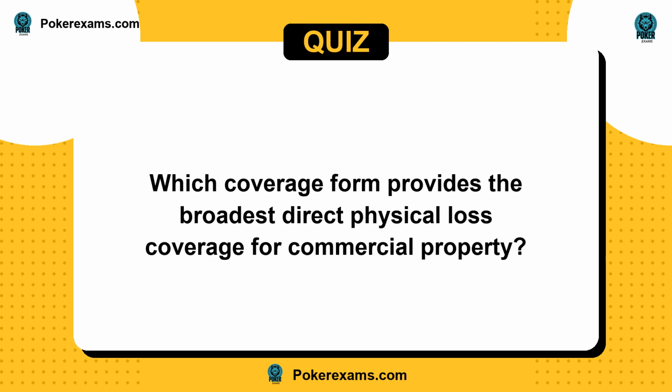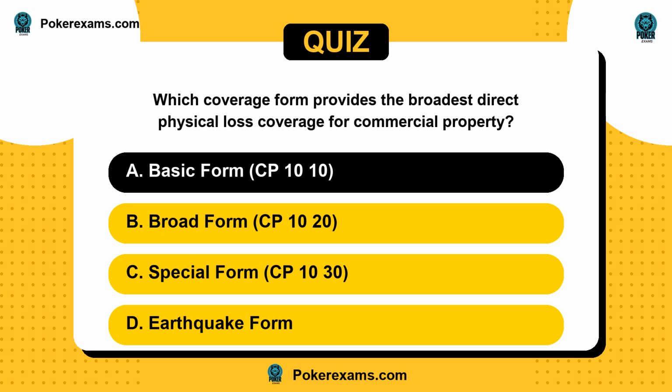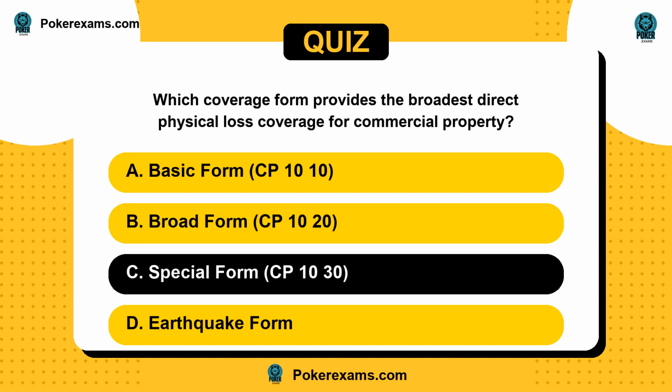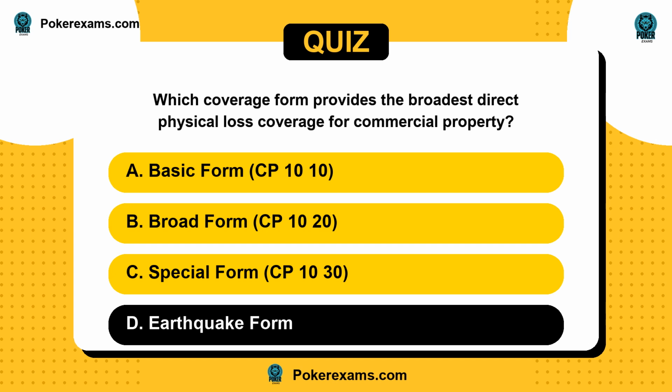Next question. Which coverage form provides the broadest direct physical loss coverage for commercial property? Is it A, basic form, CP 1010? Or B, broad form, CP 1020? C, special form, CP 1030? Or D, earthquake form?